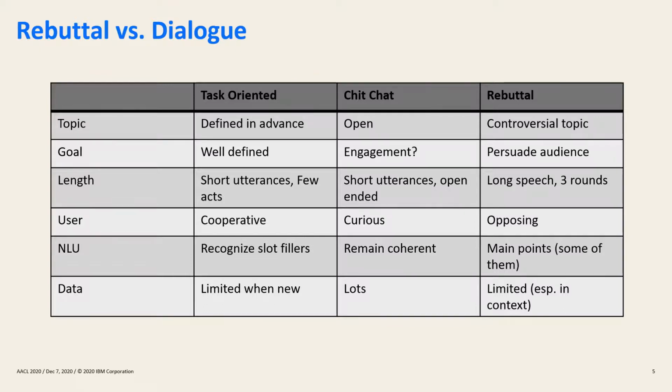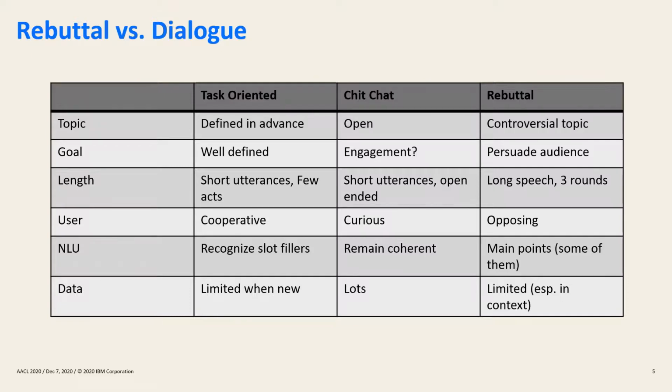Also, in task-oriented systems, the entire conversation is usually kind of short, whereas in a rebuttal in the context of a debate, the utterances of the other side are long. So the speech is 4 minutes rather than a couple of sentences. On the other hand, the number of rounds is short. It's only 3 rounds.